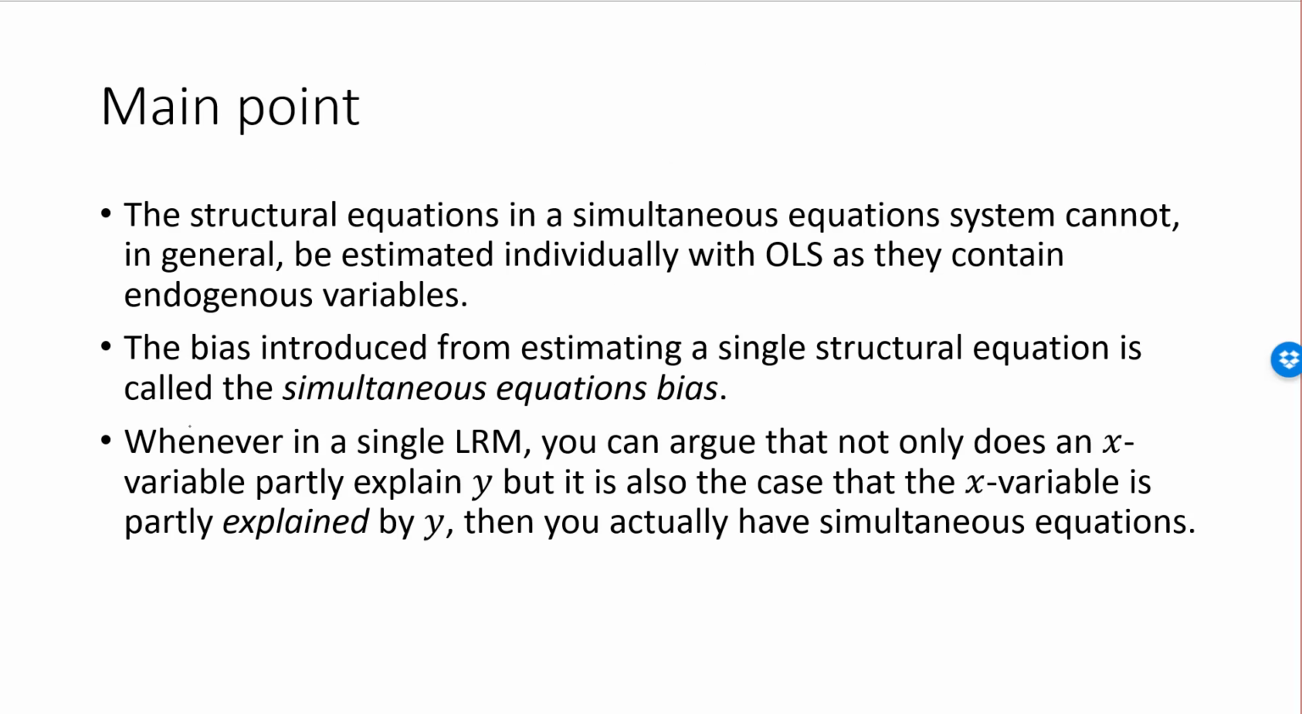So just to review, that's the final point. Whenever you consider a single linear regression model, if you can argue that not only does a particular x variable partly explain y, but you can reasonably well argue the opposite, that the x variable is partly explained by y, then you have a simultaneity problem, and you really ought to model this as a system of simultaneous equations.